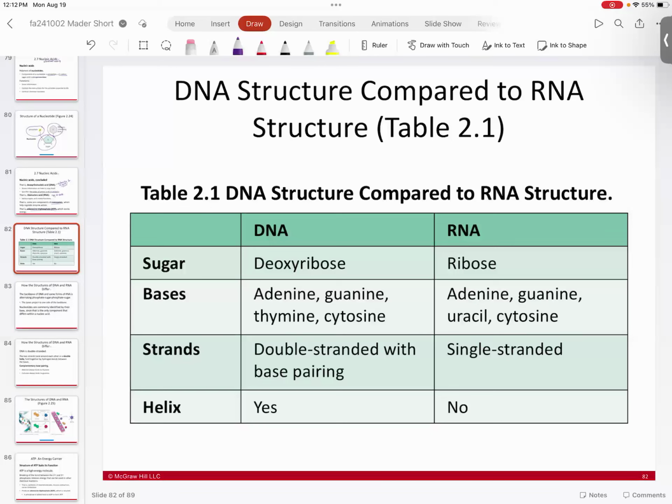So when you take a look at the differences between RNA and DNA, the first difference that you see is the sugar. DNA uses deoxyribose versus ribose for RNA. The nitrogenous bases come in 4. So DNA uses adenine, guanine, thymine, and cytosine, whereas RNA uses adenine, guanine, uracil, and cytosine. The strands are double-stranded in DNA, single-stranded in RNA. DNA is a helix. That means basically it's a little twisted rope ladder. RNA is not. So it's just basically a linear strand.